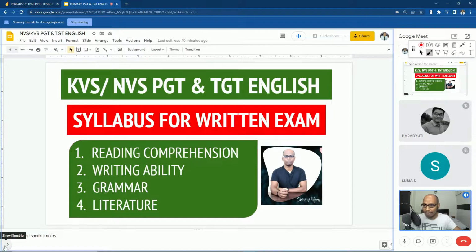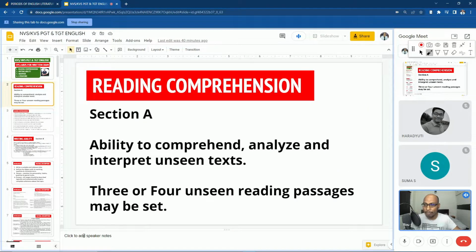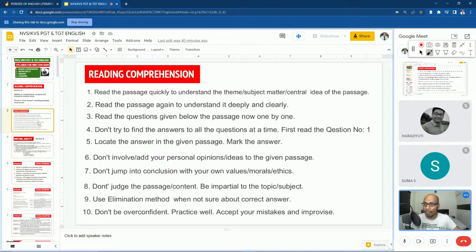And in the previous class, we completed the reading comprehension, and then we understood how to comprehend a given passage. In the examination, you are going to get 3 to 4 reading comprehensions. Under each reading comprehension, you may get 3 to 4 questions. Our purpose is that we should not lose marks in the easiest area.